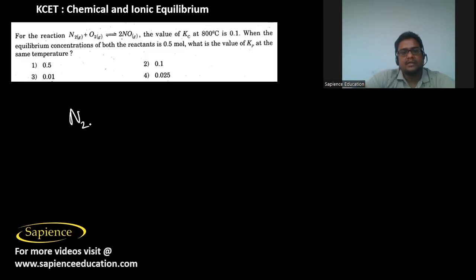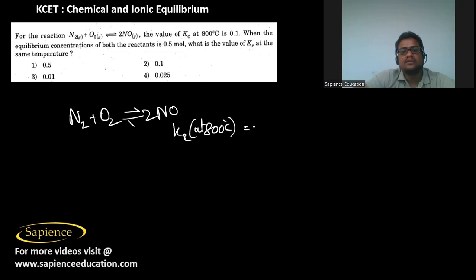Then for the reaction N2 plus O2 gives 2NO, the value of Kc at 800 degrees Celsius is equal to 0.1, when the equilibrium concentration of both the reactants is 0.5 mole. Then the value of Kp at the same temperature is. So, the value of Kp, as we know, is equal to Kc into RT power delta Ng.